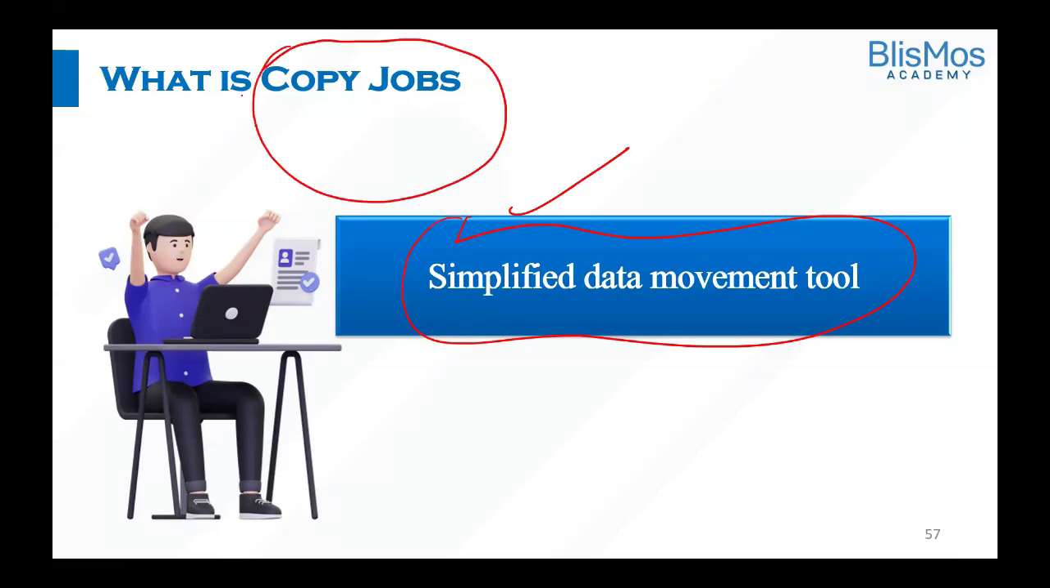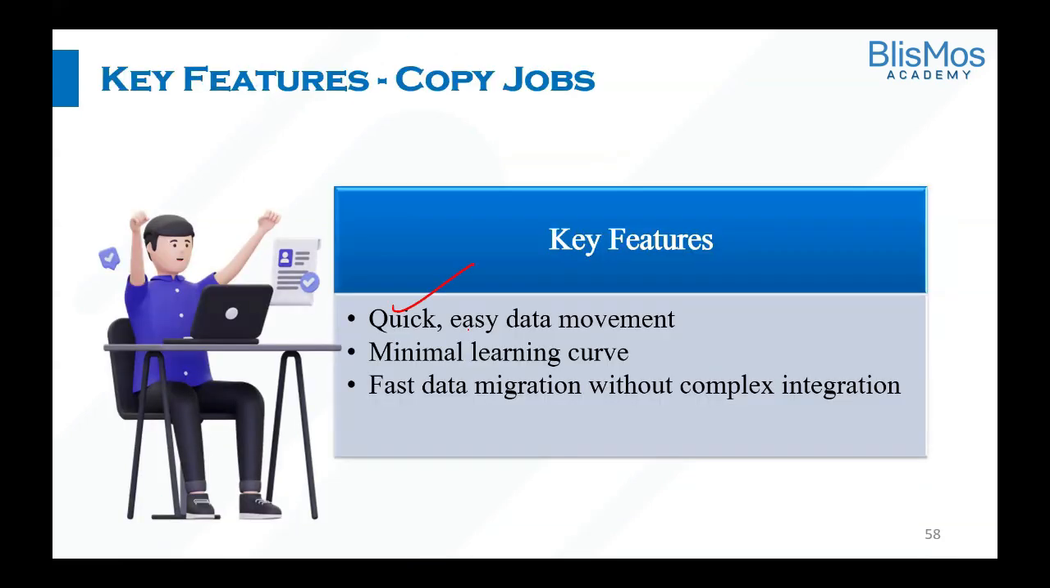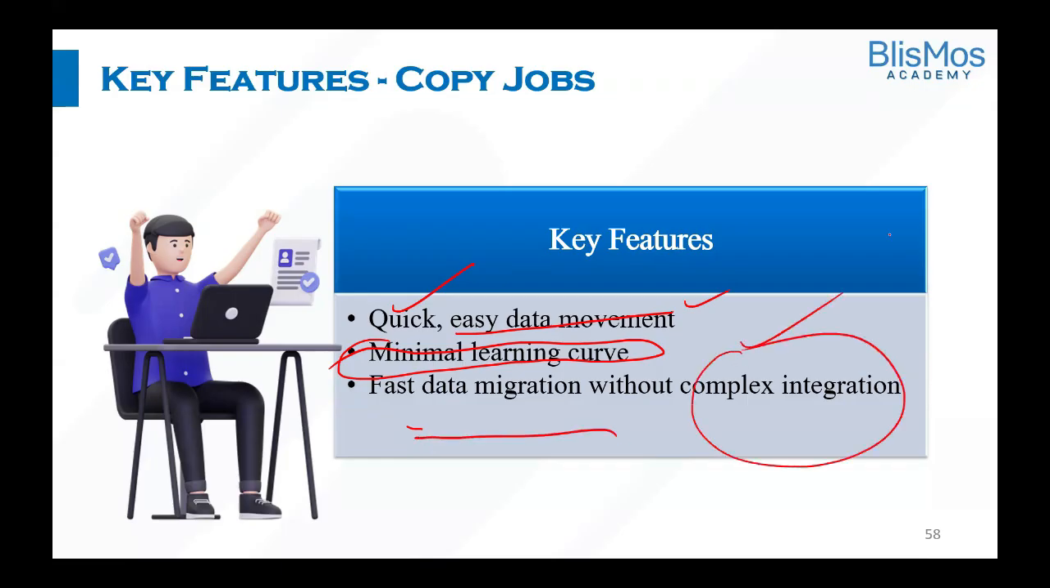You may ask, why do we need to do so many things? Because if your requirement is only movement of the data, why do we need to orchestrate? Why do we need to do all those things? Just use the copy jobs capability. The key feature is quick, easy data movement, and the learning curve is very minimal compared to other capabilities. We can migrate the data without a lot of complexity.